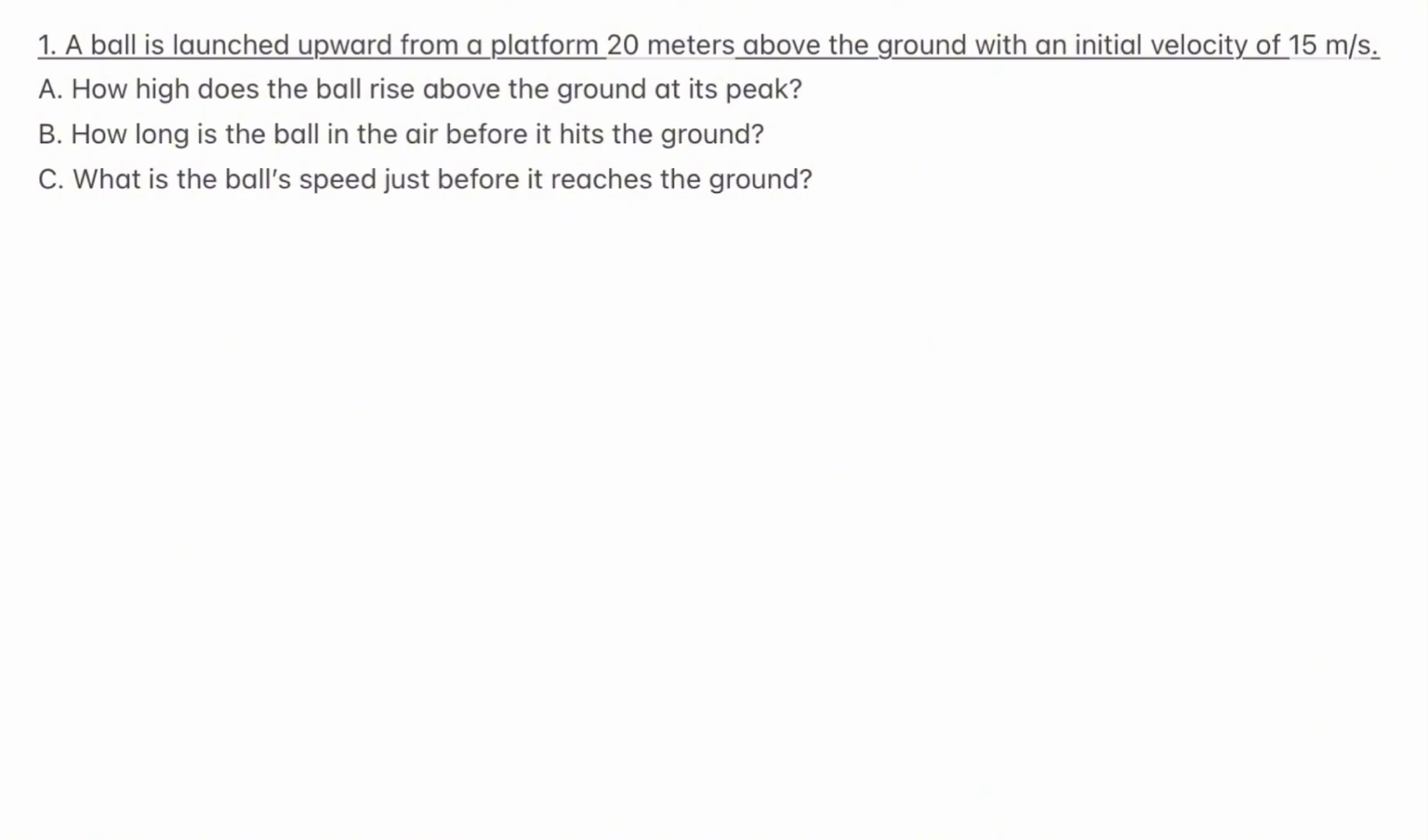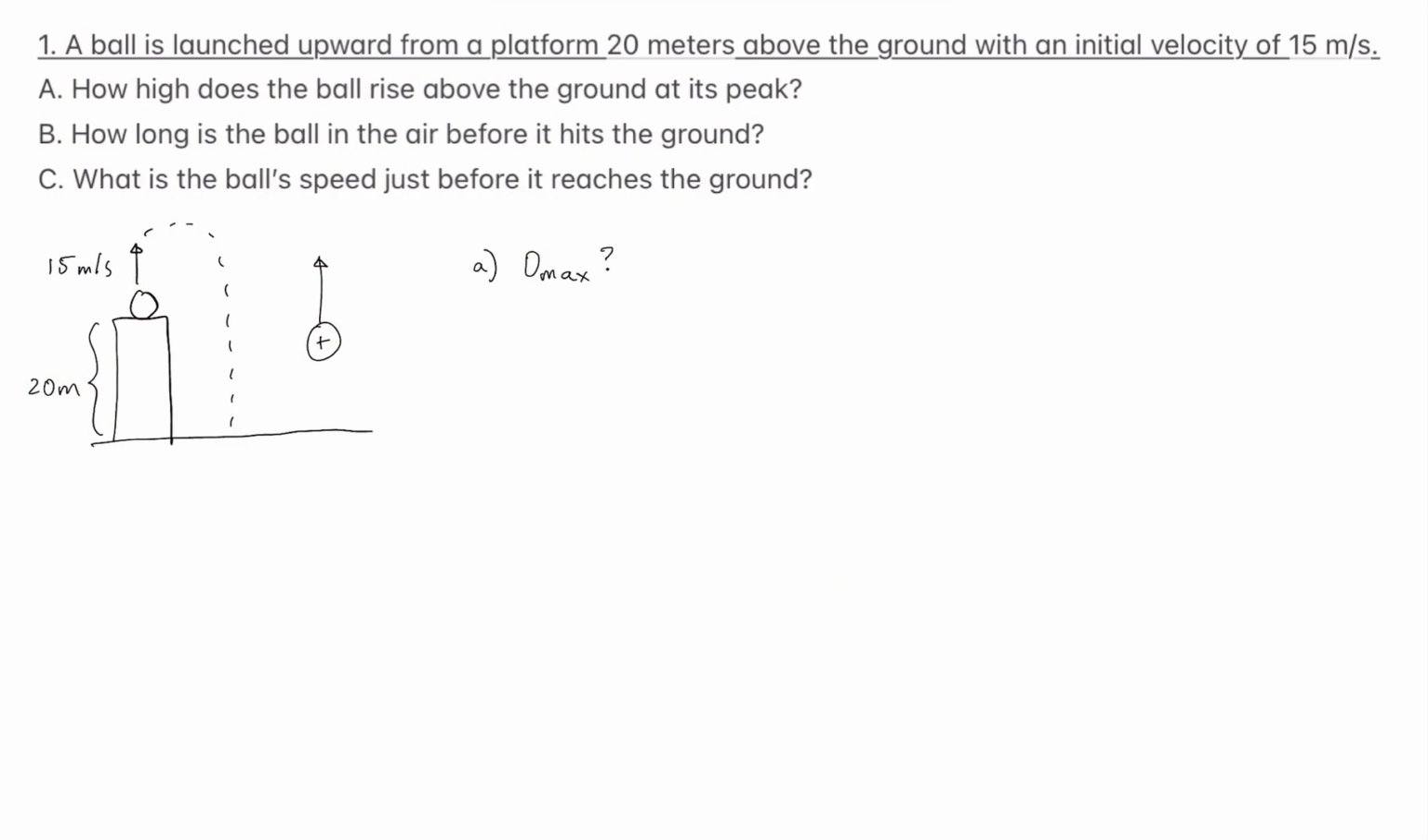Let's draw this out. So we have our platform that's 20 meters above the ground. We have our ball on top of the platform that is shot up with an initial velocity of 15 meters per second. For this problem, let's define the positive direction as up. Okay, part A is asking for the maximum distance above the ground that the ball reaches during its trajectory.